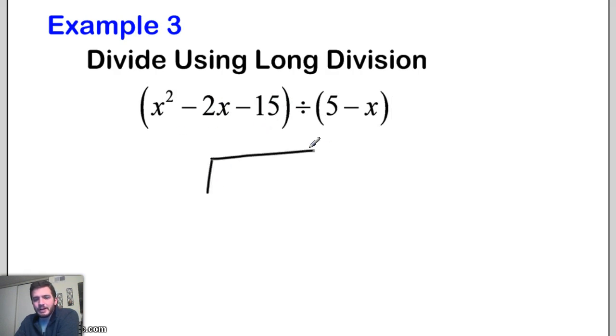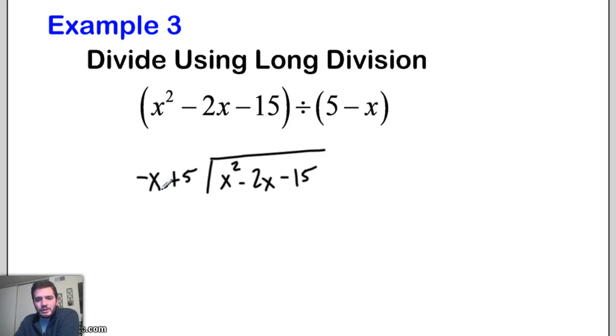All right, so next one, we're going to divide x squared minus 2x minus 15 by 5 minus x. So I'm going to rewrite the second one so it's a little easier to deal with. I'm going to switch this around, and it's going to be negative x plus 5. Same thing, it's just a little bit easier for us to handle.